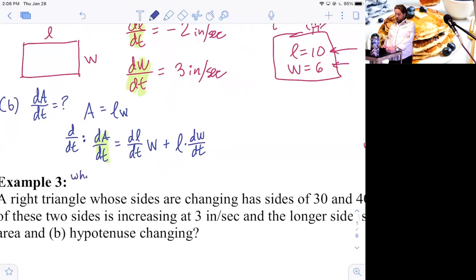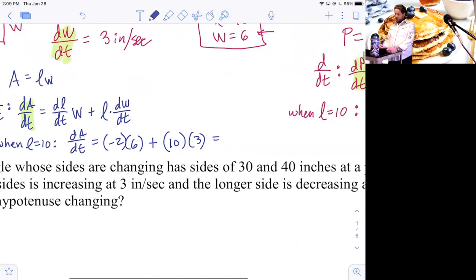So I'll say when L equals 10, the rate of change in the area with respect to time is -2 times 6 plus L, which is 10, times 3, which comes out to be 30 minus 12, which is 18. And then the units would be units of area per units of time. So that should be square inches per second. So that's your numeric answer.